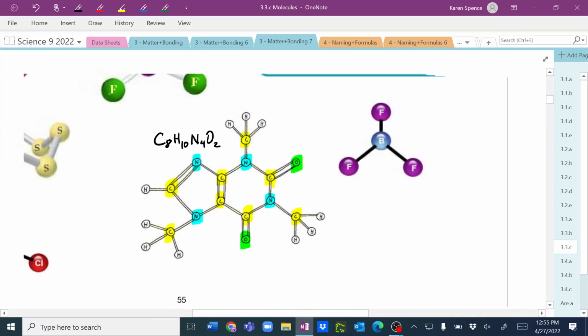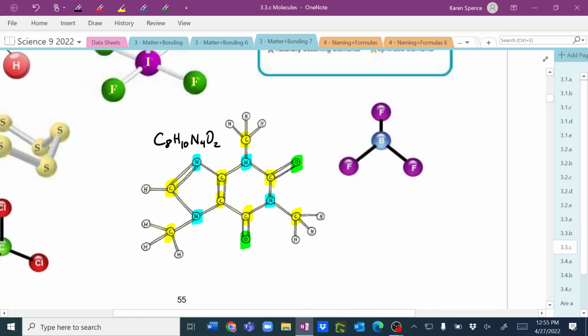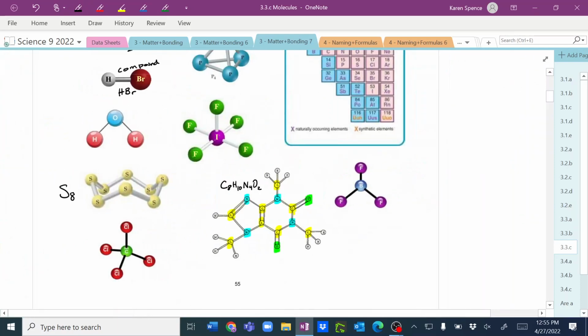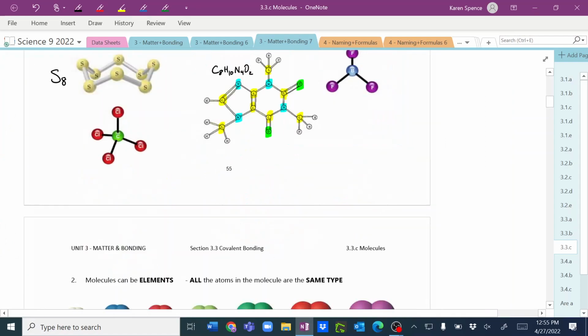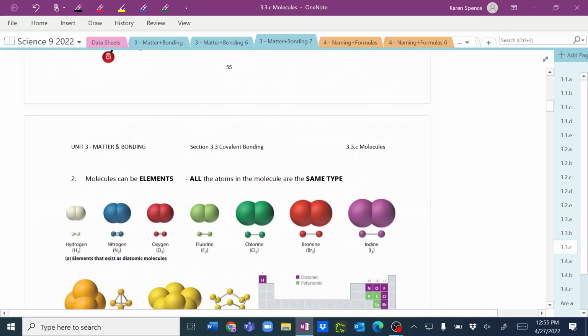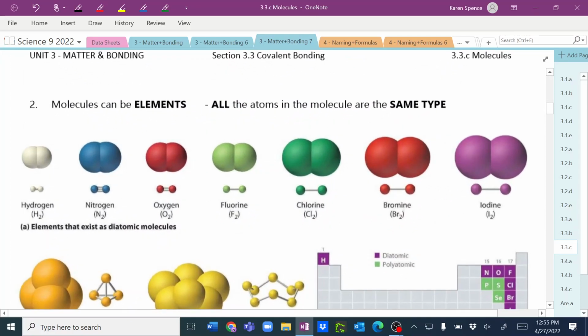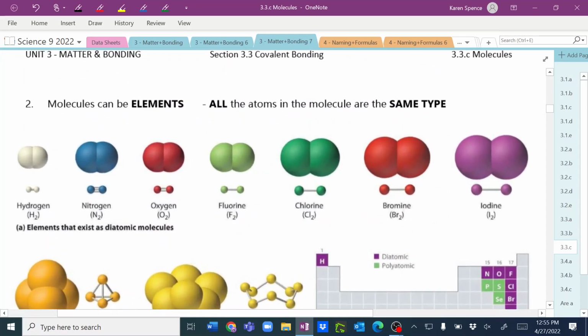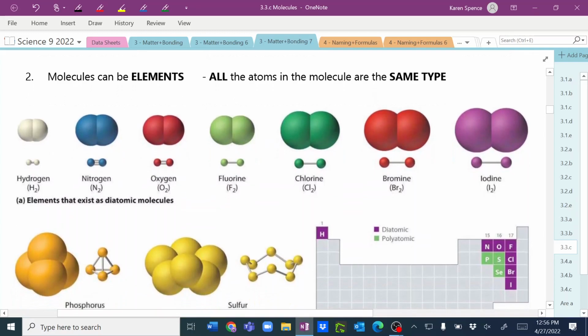Okay, so anyway, you can see there are tons and tons of different molecules. Some of them are big, some of them are small, but always it's nonmetals. Molecules can be elements, and that means the atoms all have to be the same. So if you look at all of these, we've got all the diatomic elements.